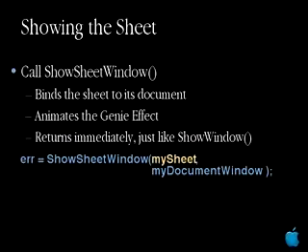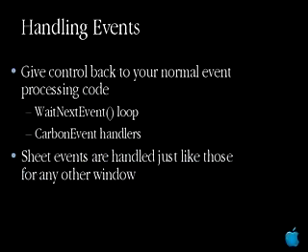The other important thing to note is this API returns immediately, just like show window. It doesn't put you into some sort of funky modal state where we only exit after the user's done with the Genie. That doesn't happen. Show window returns immediately, and your application must continue with its normal event processing. And it's just that, normal event processing. You'll receive events for the sheet just like you would for any other window, and you can handle them just like for any other window. And if you want to take advantage of Carbon events to make your life a little bit easier, you can do that too.